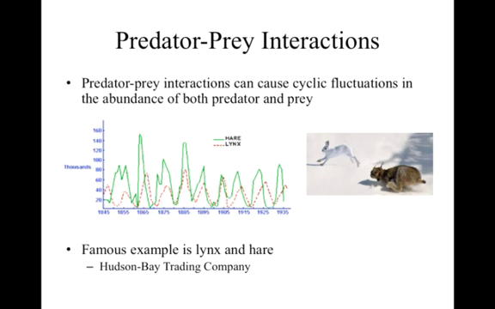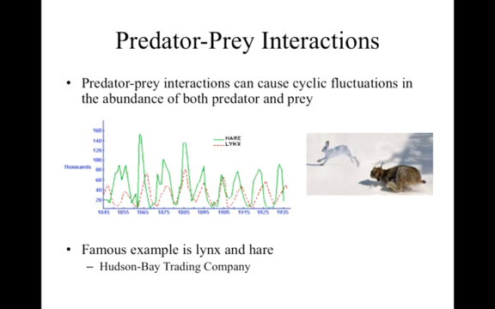So now we're going to change focus, change gears, and look at what predator-prey interactions do to population dynamics. We've seen this before, I think in one of the last few classes. We saw that predator-prey systems, like the lynx and the hare, can cause cyclical fluctuations in the abundance of the predator and the prey. And this is probably the most famous example, the lynx and hare system.